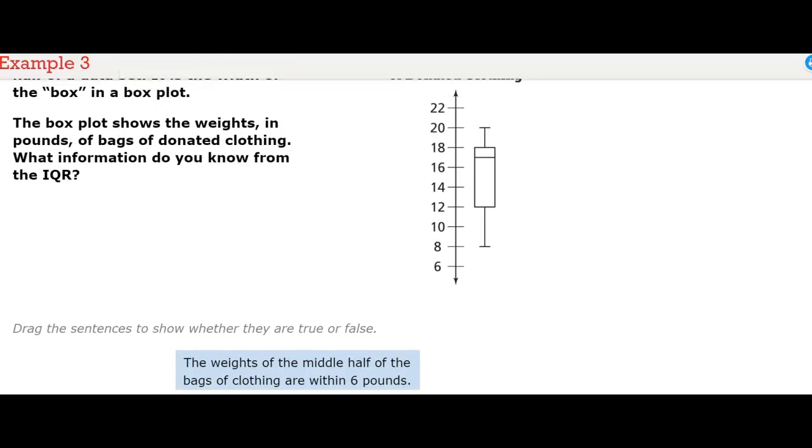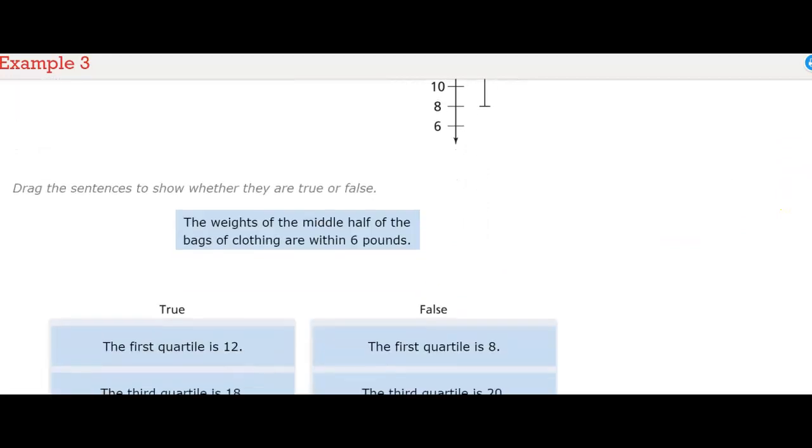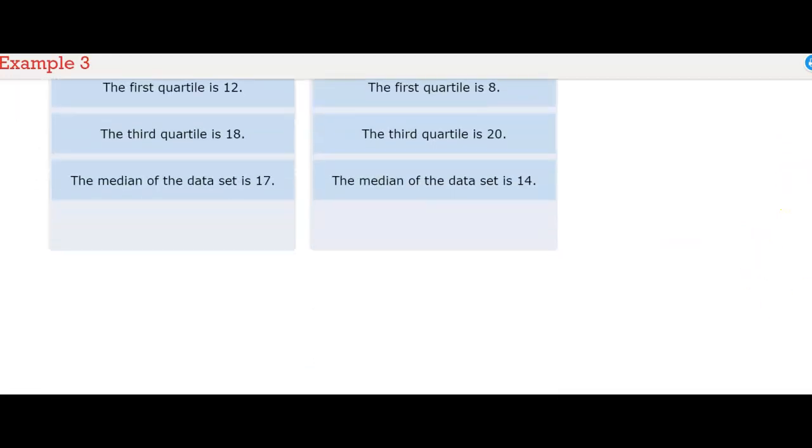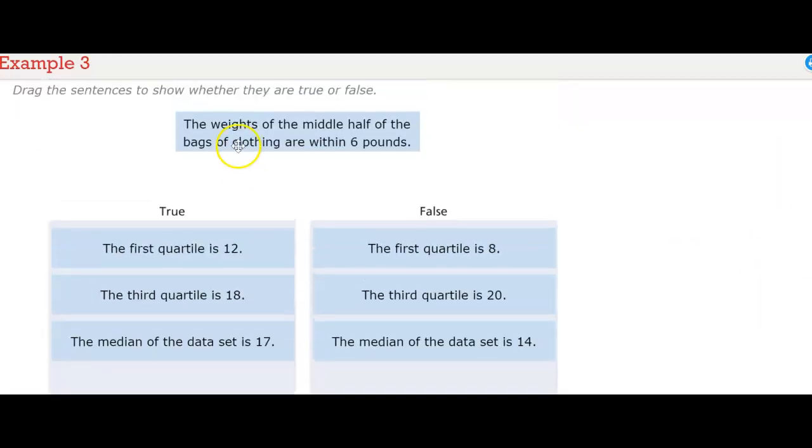So I was mistaken and I subtracted the maximum and minimum, which is incorrect. You are to, because it's asking about the weight of the middle half. So we have to take the quartiles, the first and third, and subtract those numbers. So 18 and 12. And if you subtract those two, you do get 6 pounds, or 6 as the difference. So that is indeed true.